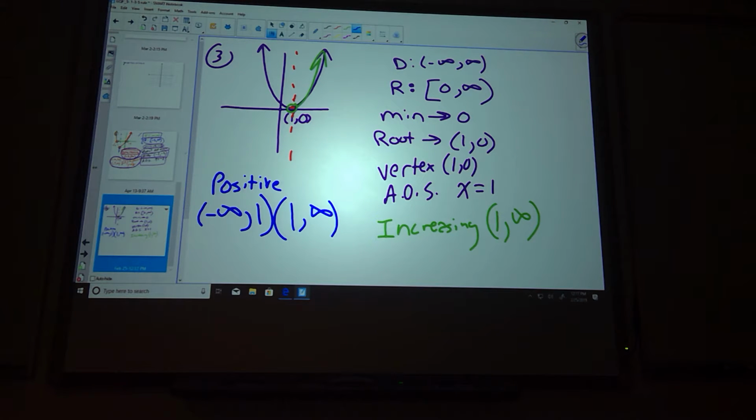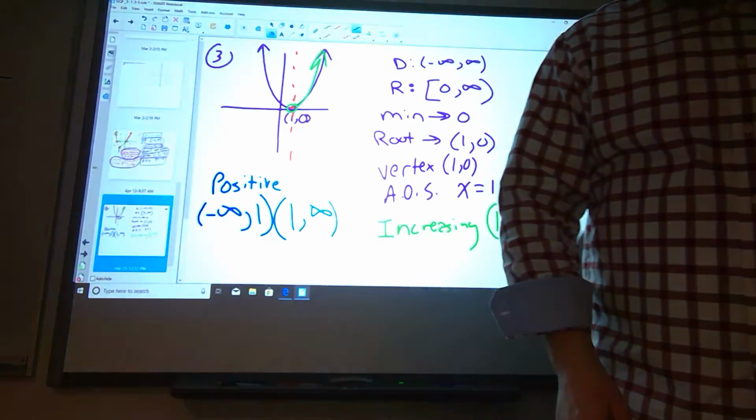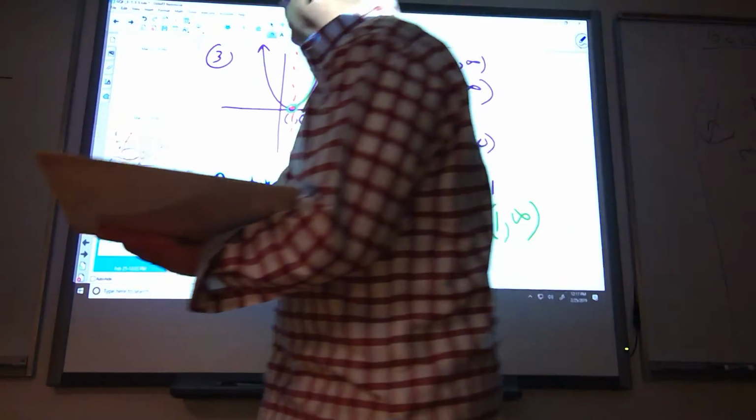There was one more on the back page. Is that right? 2 more? Both opening up? Oh, I have 2 that open up. Okay. Number 5.